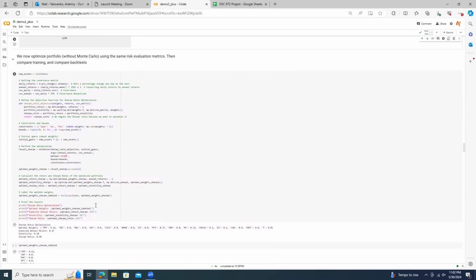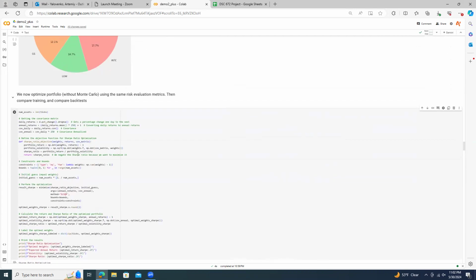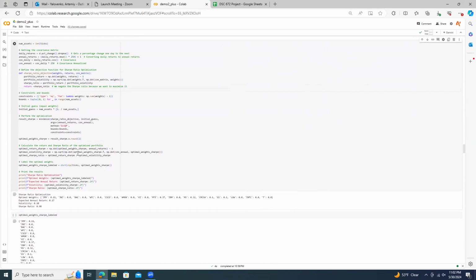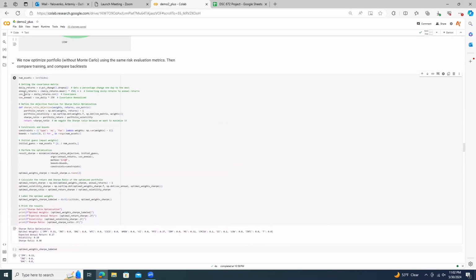I'm not sure what this is. Maybe I was just playing around. I think this is leading me into attempting to optimize the portfolio via the Sharpe ratio. I think I was playing around with the scikit optimize package because I wanted to optimize the portfolio using different metrics. I don't know why I did the Sharpe ratio here.